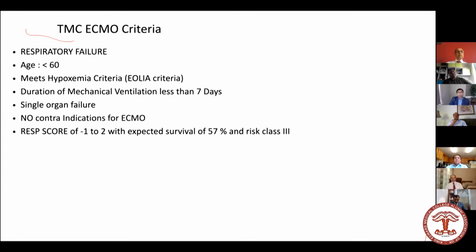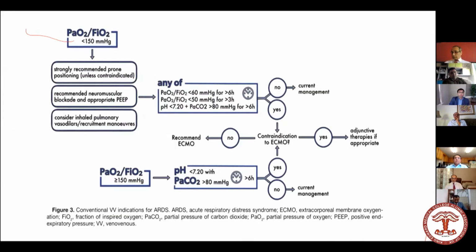Now, this is the TMC criteria for ECMO. Again, you have either hypoxic, which is the majority of it, or hypercapnic respiratory failure. Age less than 60. We've only done one patient who was more than 60, because the patient was a good candidate, but this is kind of a rigid criteria. They meet the hypoxemia criteria. The duration of mechanical ventilation should be less than 7 days. Single organ failure, no contraindication to ECMO, and the RESP score should be in the range where their survival is 50+%. This is from the ELSO registry, which we are a part of.